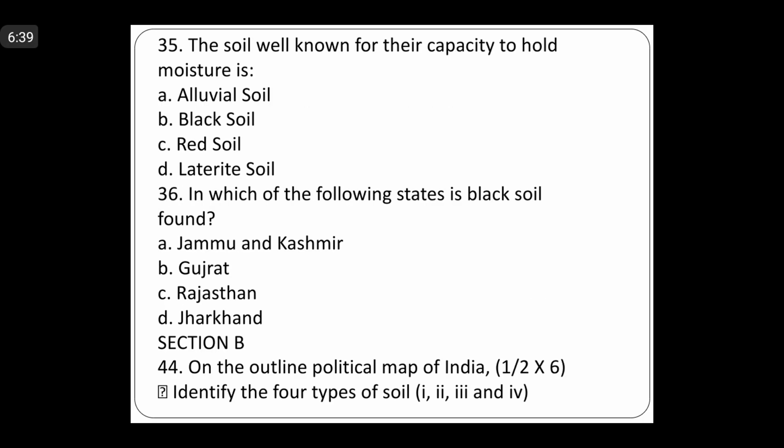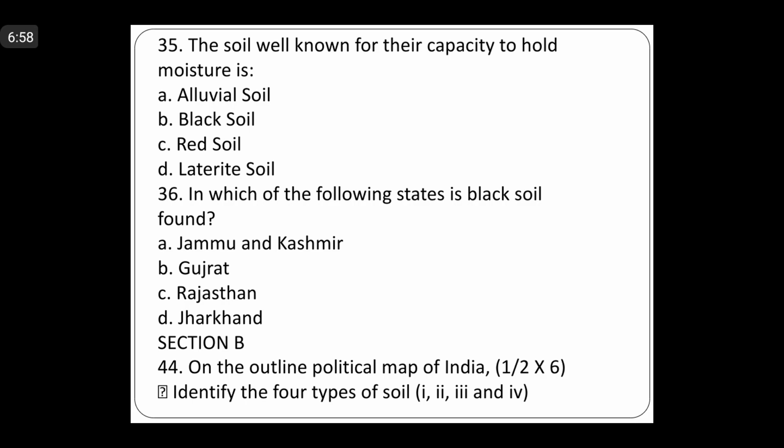Okay. Now the question was, the soil well known for its capacity to hold moisture. Which soil is this? Alluvial soil, black soil, red soil, laterite soil. Quite obvious, this is the black soil. You know why black soil? Because it retains moisture, right?